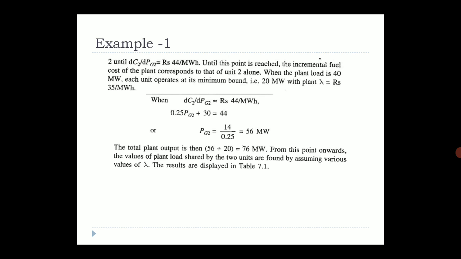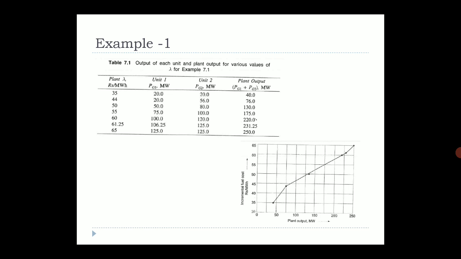Okay, now after this 44 megawatt, both unit 1 and unit 2 will work together. I mean, we are going to increase both unit 1 and unit 2, but with a different value of lambda, such that for optimal operation, the IC of both should be the same.